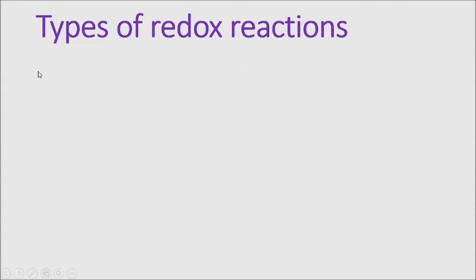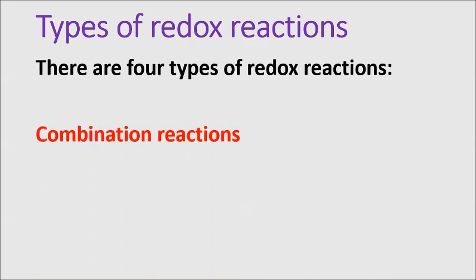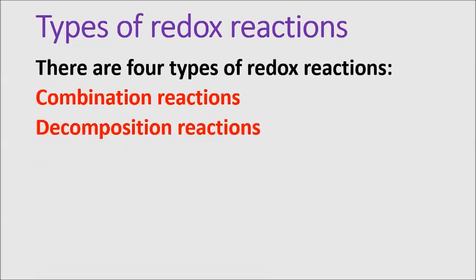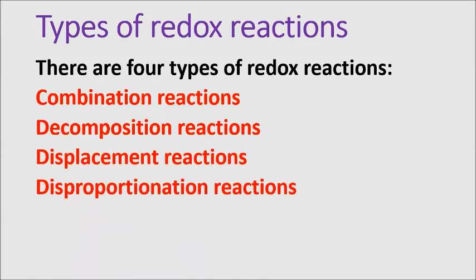Next topic is the different types of redox reactions. We have 4 different types of redox reactions: first one, combination reaction, decomposition reaction, displacement reaction, and disproportionation reactions. And as we know, a redox reaction is one where oxidation and reduction occur simultaneously in the reaction. Let's see the first one, combination reactions.